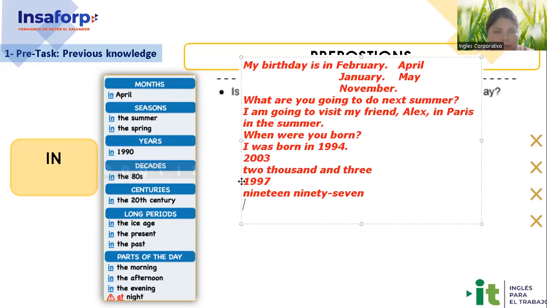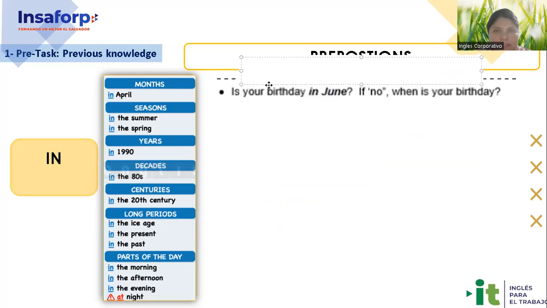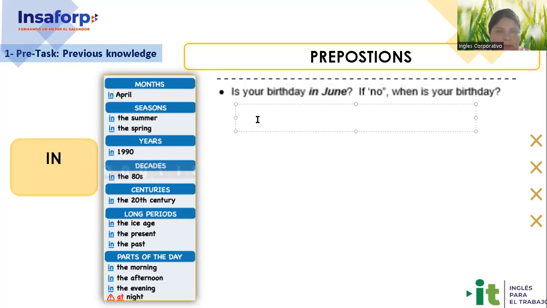Okay, let's see. So we continue with the next one, which is basically decades. What is a decade, by the way? Una década. How many years does a decade have? ¿Cuántos años? 10 años. So we have 10 years. For example, can you talk to me about something that happened in the '80s? ¿Pueden contarme lo que pasó en los 80?